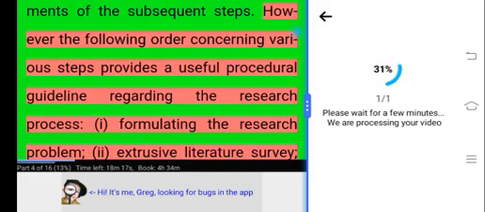However, the following order concerning various steps provides a useful procedural guideline regarding the research process. I. Formulating the research problem. II. Extensive literature survey. III. Developing the hypothesis. IV. Preparing the research design.